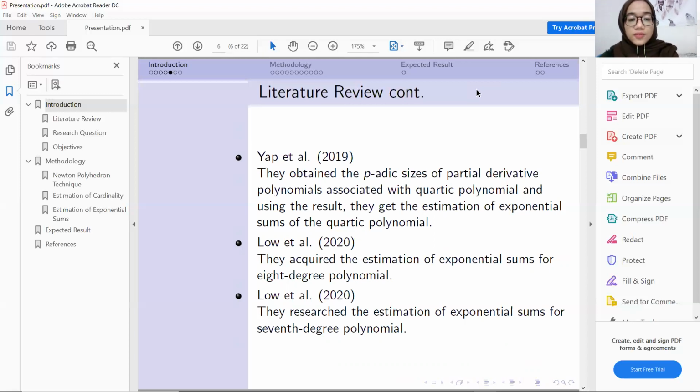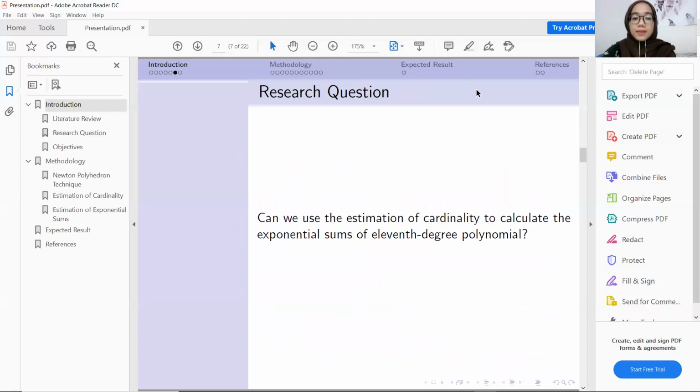So from this literature review, we can say that the Newton polyhedron, which is how to find the p-adic size, and the estimation of cardinality, is important to find the exponential sums for some degree polynomial. Okay, next, my research question for my paper is, can we use the estimation of cardinality to calculate the exponential sums of an 11-degree polynomial?